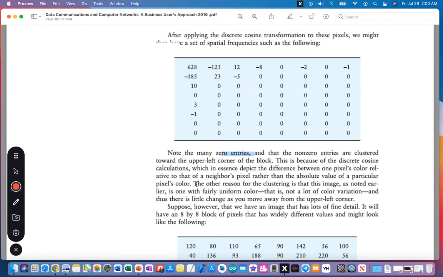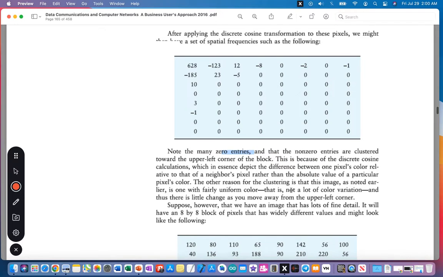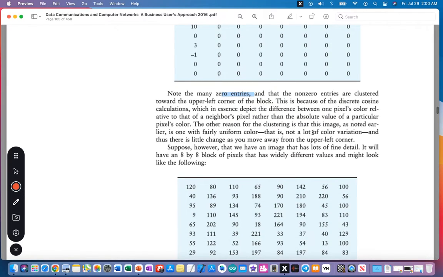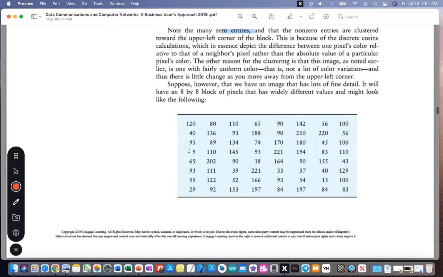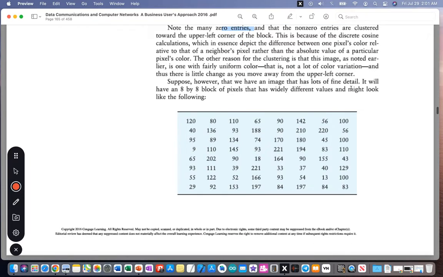So it is compared with its neighbors. The other reason for clustering is that this image, as noted earlier, is one with fairly uniform color. That's not a lot of color variations, and thus there is little change as you move away from the upper left corner. Suppose, however, that we have an image that has lots of details.